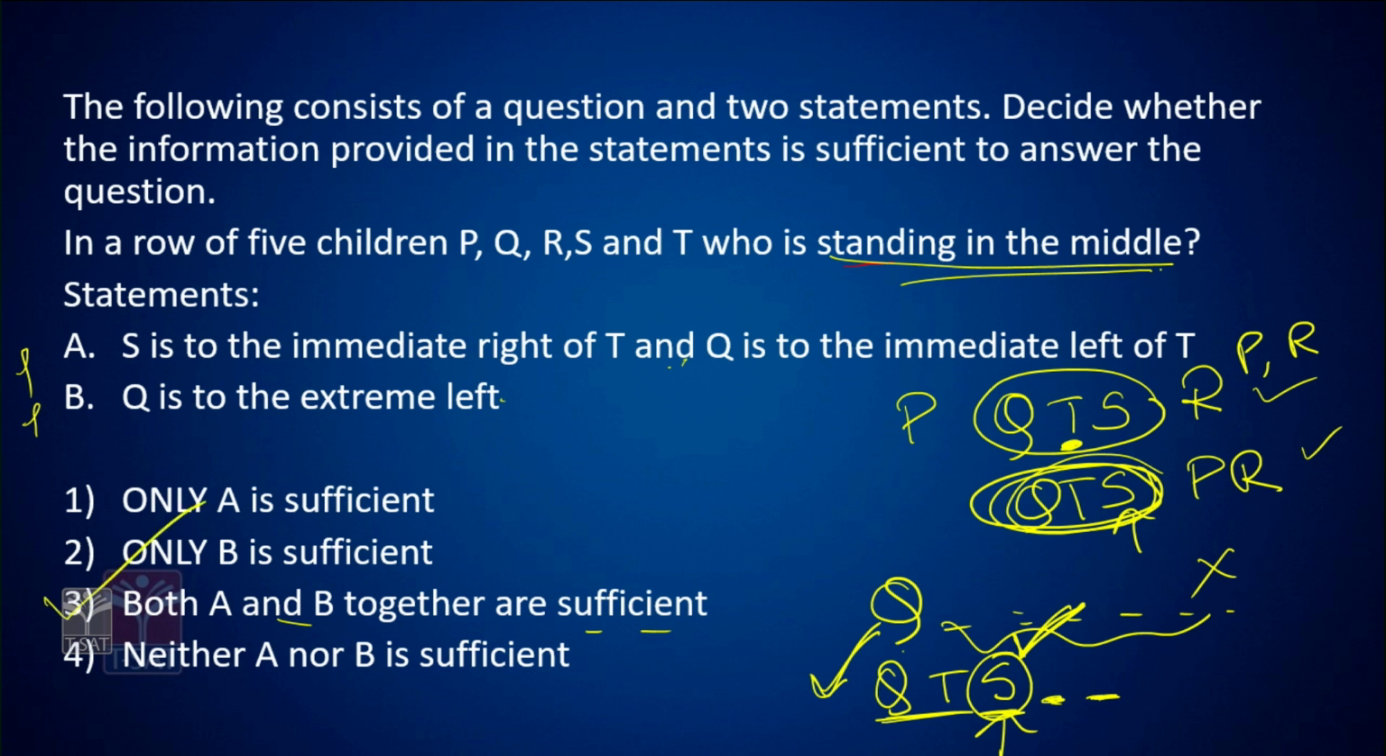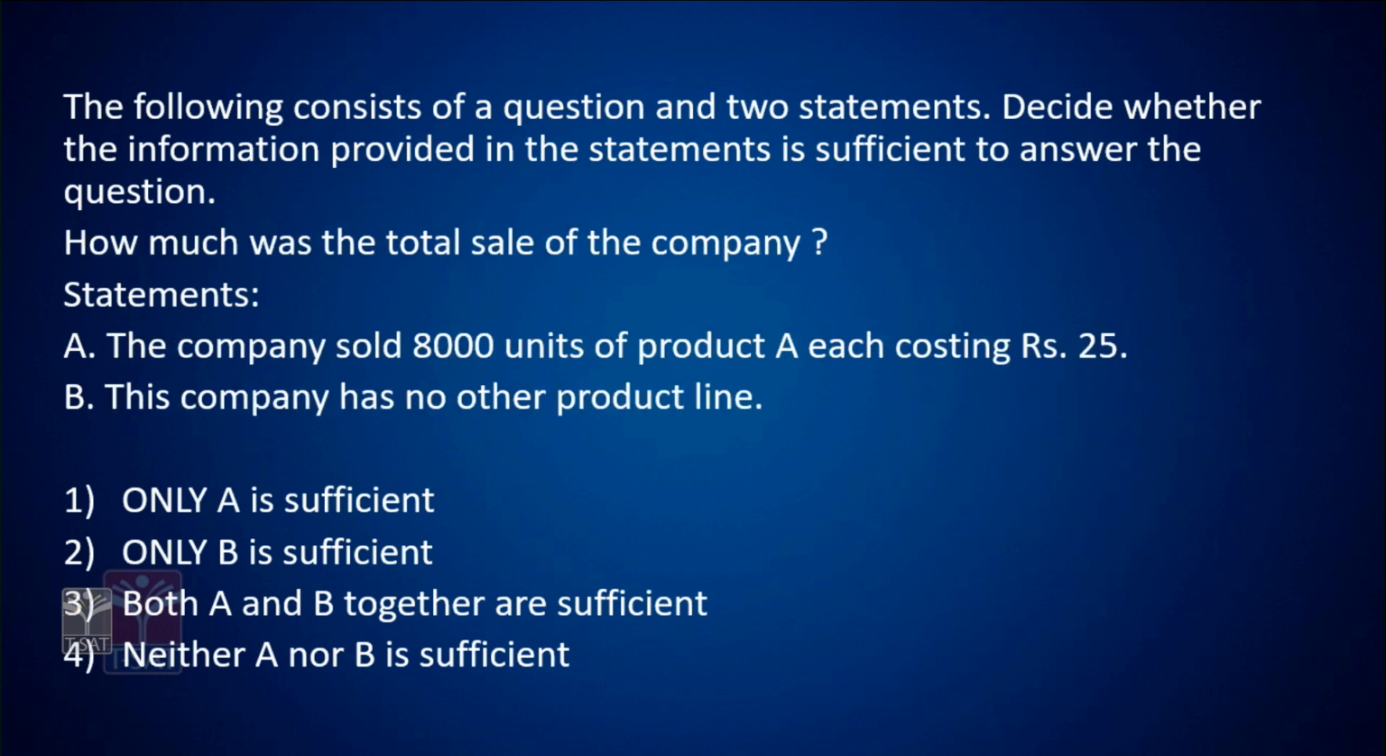Let's look at the next question. The following consists of a question and 2 statements. Again, this is a data sufficiency question. The question is asking, how much was the total sale of the company? And the 2 statements given are: A, the company sold 8,000 units of product A and each cost 25 rupees. So from statement A, we can say from product A itself, the sale of the company is 25 rupees into 8,000.